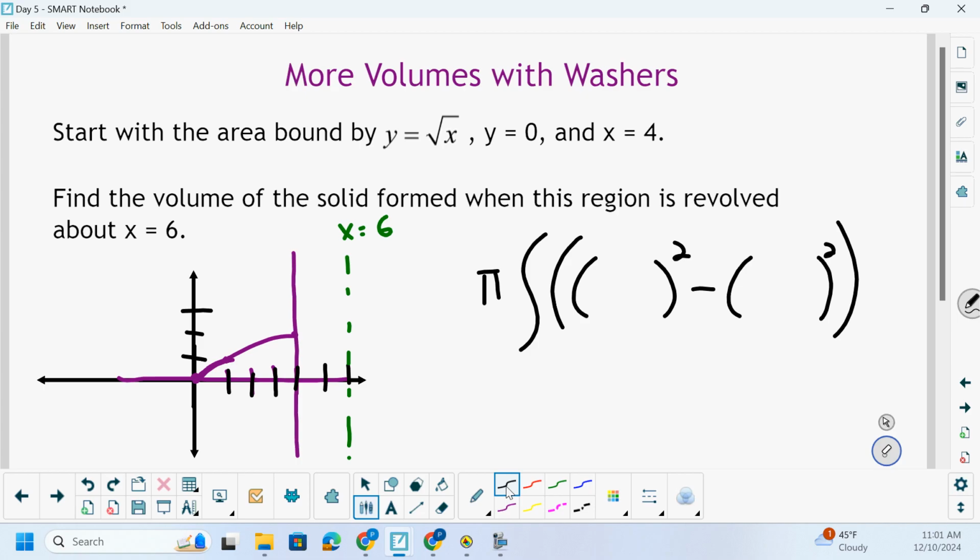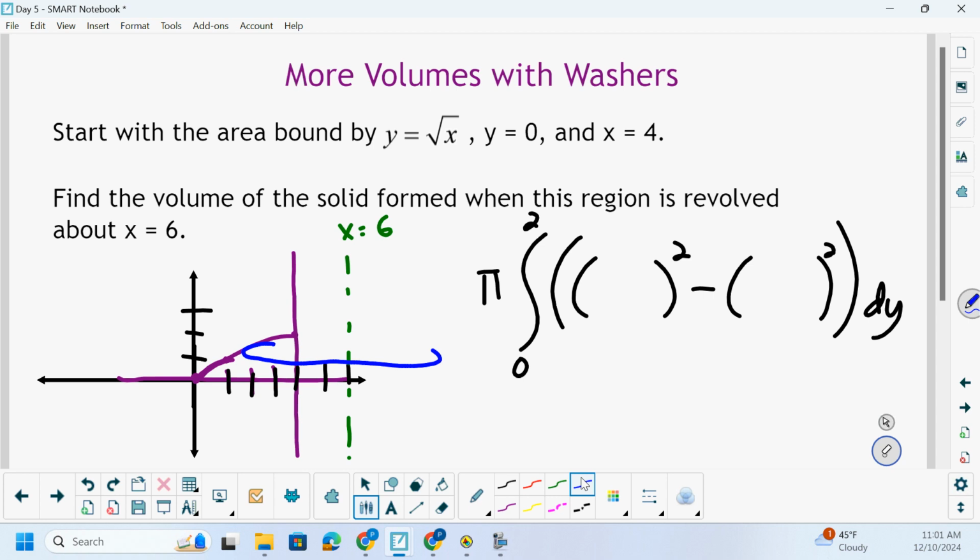Washers and disks, we always slice perpendicular to what we're rotating around. So if we slice perpendicular to x equals 6, the axis that would get chopped over and over again is the y-axis. So we'll have dy. In our region, the y values go from 0 to 2. And let's draw in an example of a washer.